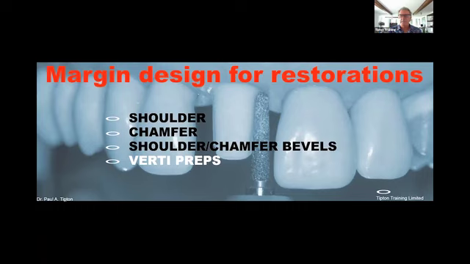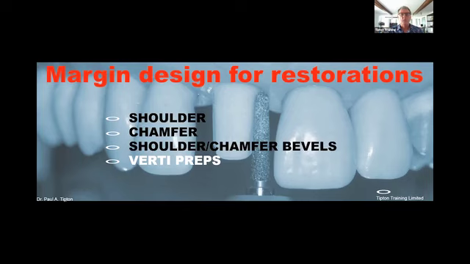And now we're going to come on to the last bit of the presentation, which is going to be the VertiPrep. There's been a lot of talk the last 5-6 years on VertiPreps. I must admit I use them a large amount of the time now.